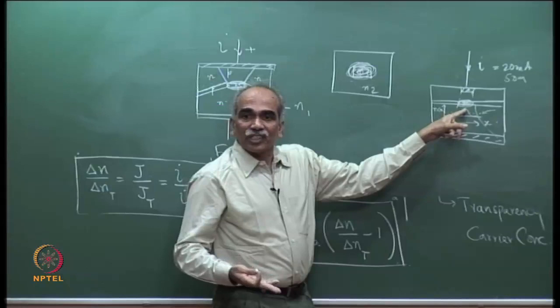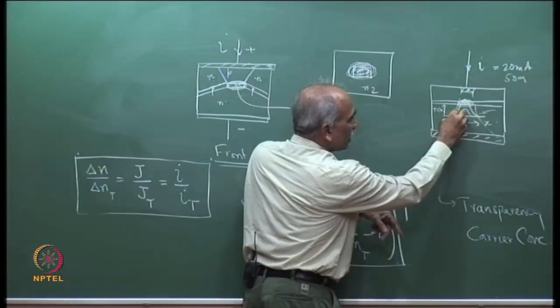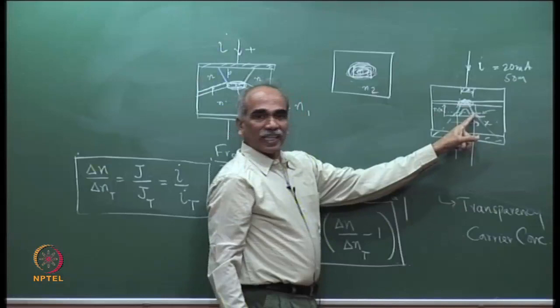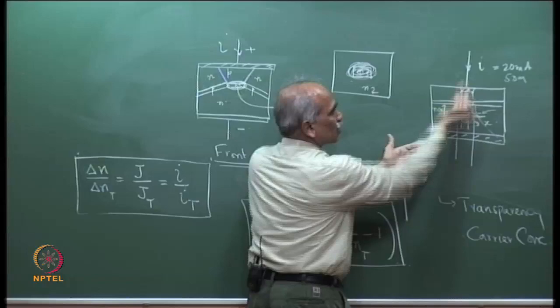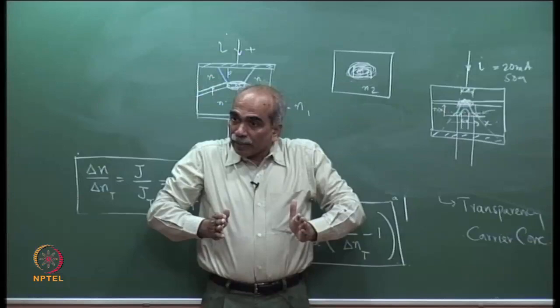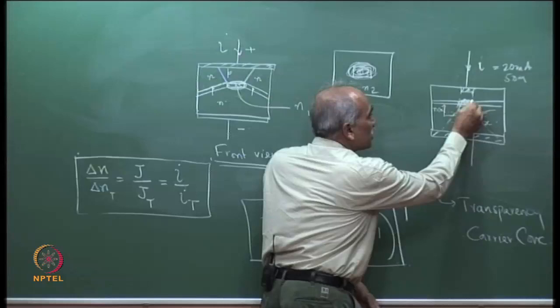If I now increase the current to 50 milliampere, the carrier profile will increase like this, which means you see gain is up to this because the line is the same, the minimum carrier concentration required is the same. In this case, within this x value there was gain. Now because I am passing more current, the carrier spread is more, and therefore over a wider region there is gain, which means this spot size will become bigger.